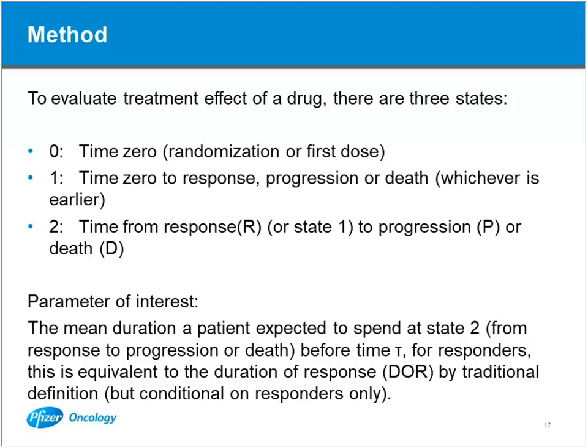From a therapeutic perspective, we want the time spent in stage 2 to be as long as possible. So the parameter of interest is the mean duration a patient is expected to spend at stage 2, which is from the end of stage 1 to progression or death, before a truncation point. For the responders, this is equivalent to the duration of response by traditional definition. The traditional method is conditional on response only.